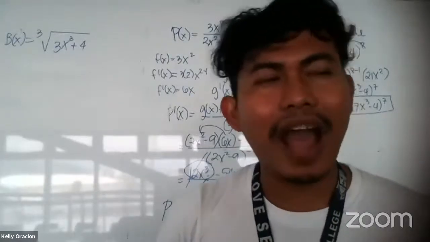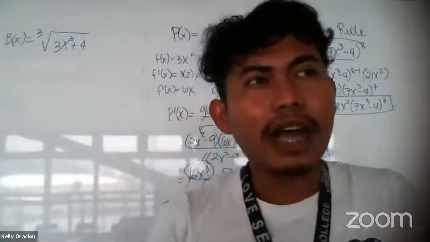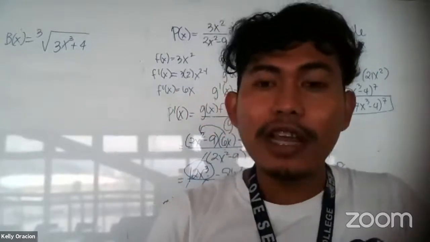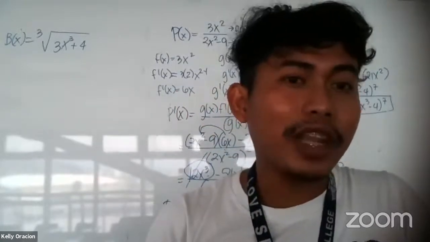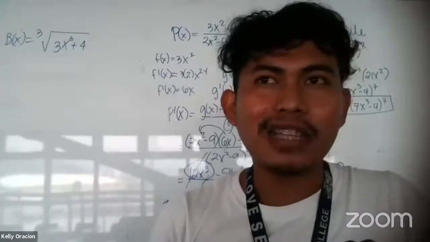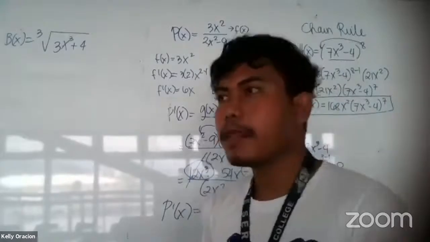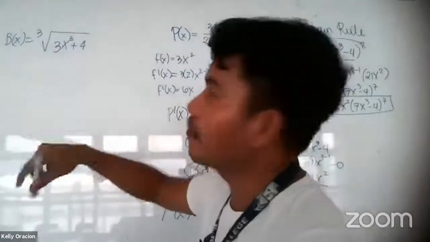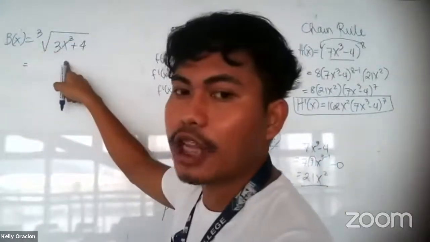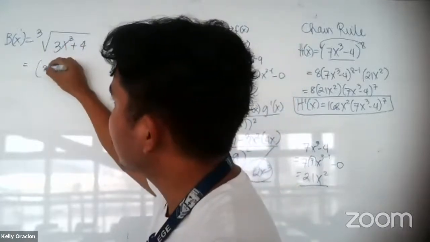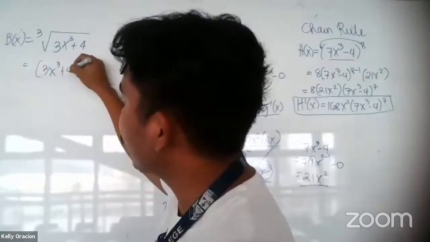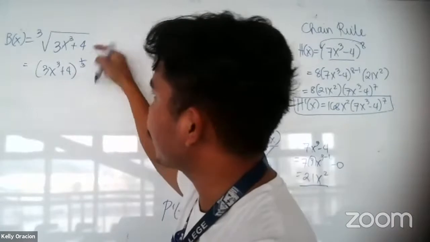Take note that if the given is ang kanyang exponent kay fraction, it involves radical na siya. Pwede na siya ma-transform into radical. Basta fraction ang exponent. Example ito. The exponential form of this one is 3x cubed plus 4 raised to 1/3.